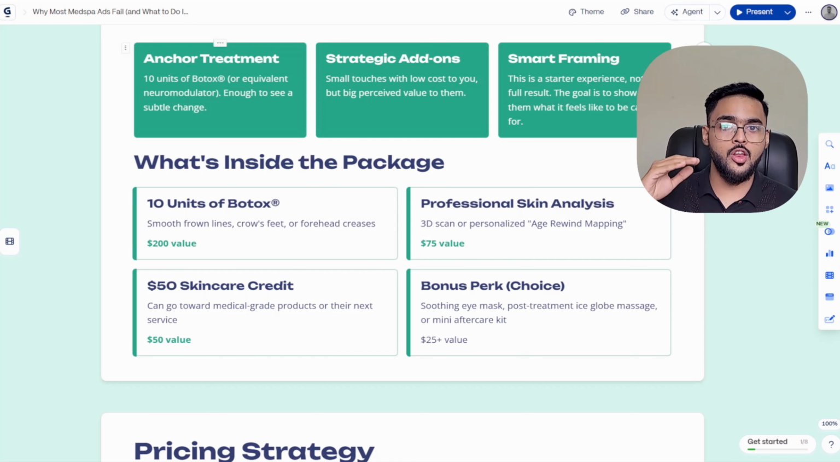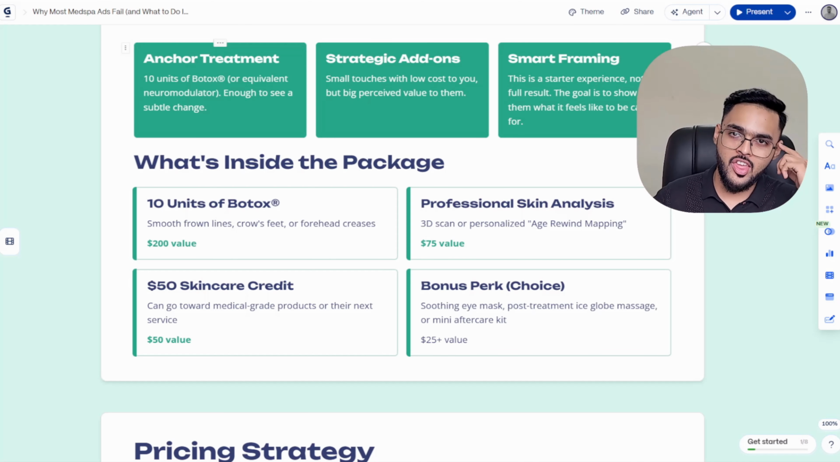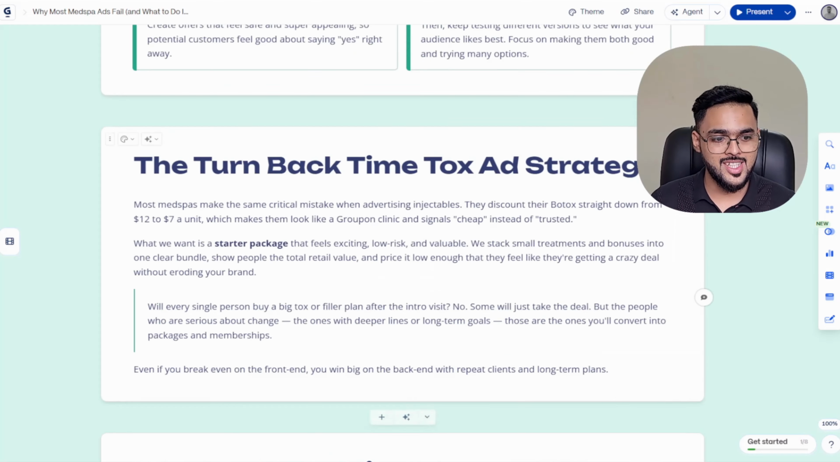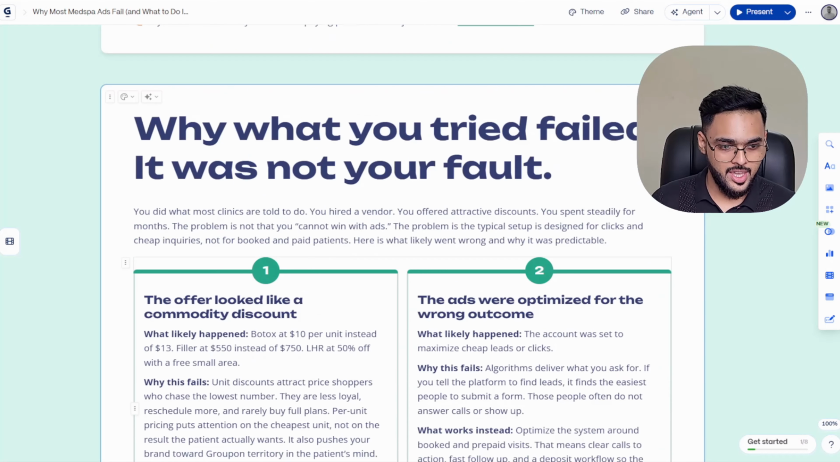And in the ad, you would offer it for, let's say, 97 bucks. So when someone sees this ad, they think to themselves, well, I'm getting so many things for only 97 bucks. And they cannot compare it to the Groupon clinic down the road because it's a unique package. I hope you understand what I'm trying to get at here.